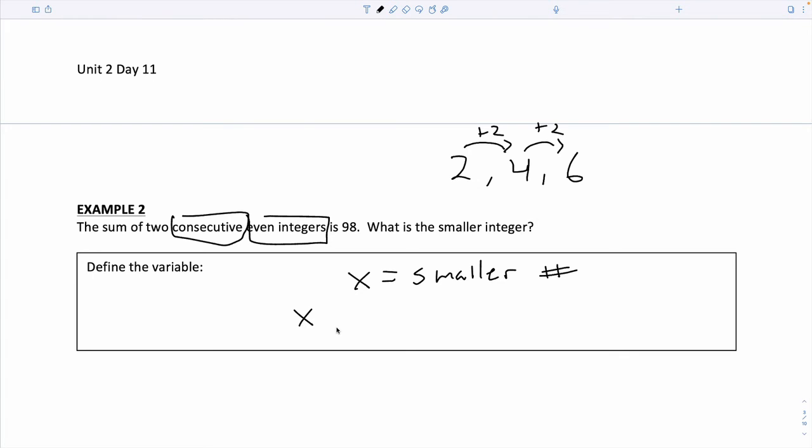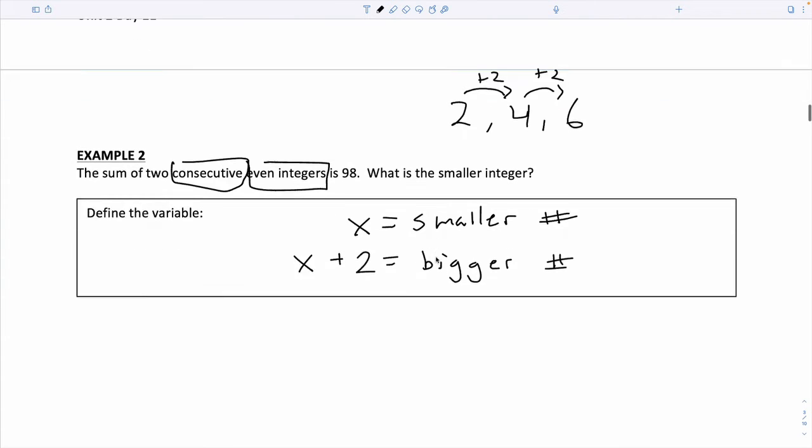What would I use as the larger number? I used x plus 1, Mackenzie. What do you think? Because I want to go to the next one, I have to add 2. That is the bigger number. Awesome. Let's write an equation.